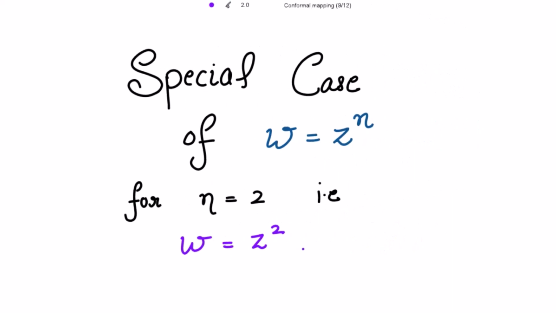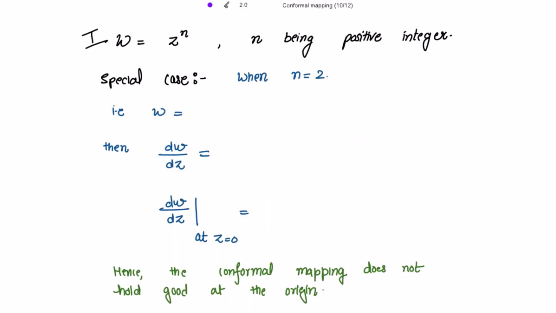Special case of w equal to z to the power n, that is for n equal to 2, and that becomes w equal to z square. So we're going to study this. So w equal to z to the power n, n being a positive integer, and we have taken the special case where n is equal to 2. That is w equal to z square, right?